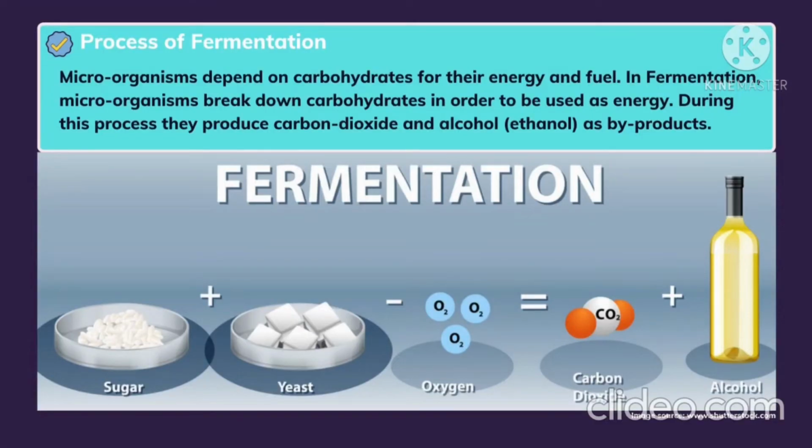There are many types of fermentation process named depending upon the product formed in the process. Here we are learning about alcoholic fermentation. Let us understand what happens in alcoholic fermentation. Carbohydrates act as food for microorganisms such as yeast. Yeast depend on carbohydrates for their energy. In this process, yeast break down sugar to be used as energy. And while metabolizing their food, that is sugar, they produce carbon dioxide and ethanol as waste products.